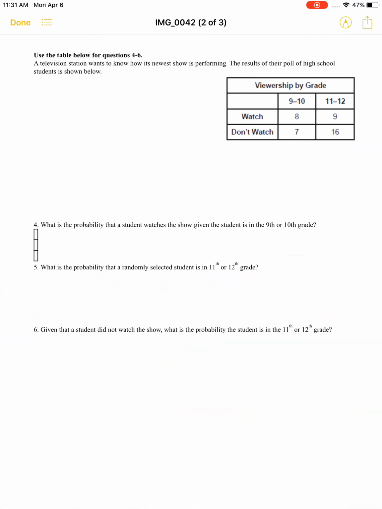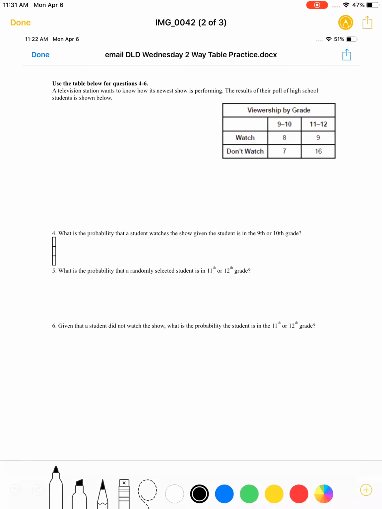There we go. So 4 through 6, we're given our table again. They did not total anything for us. So I want to go ahead and find all my totals first. So total students who watched is going to be 8 plus 9, which will give you 17.